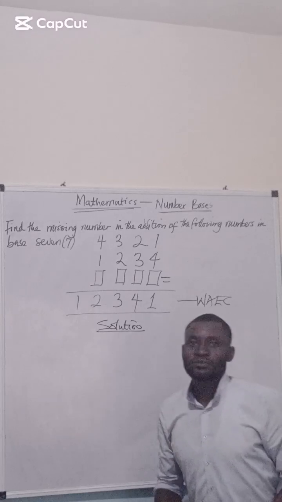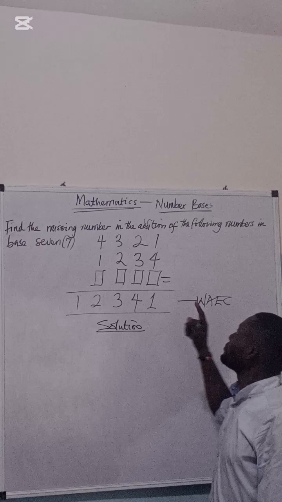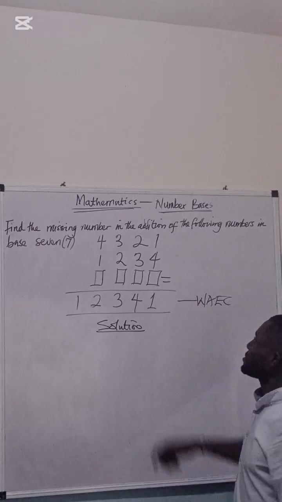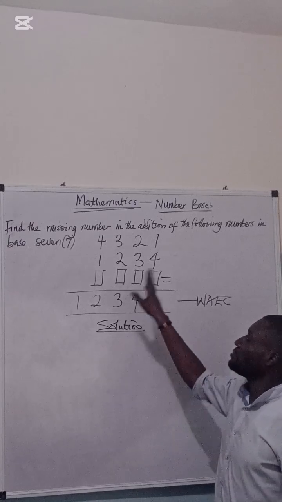WAEC Academy online tutorials, and now we'll be looking at this question from number bases, which says we should find the missing number in addition of the following in base 7.